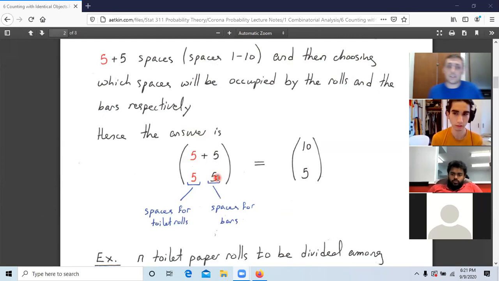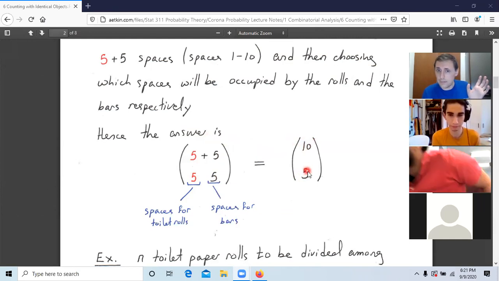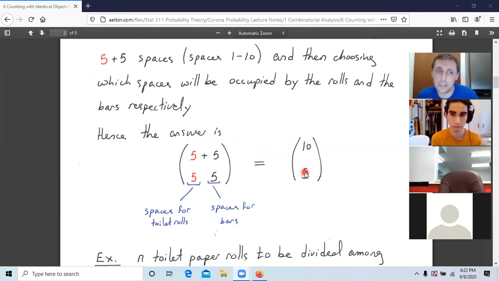Okay. Yes. So what I need is simply saying how many of the spaces go to the bars. So I have 10 choose 5. I can put it in black, or if I put 10 choose 5 in red, that means I decide which spaces, to be precise, go to the toilet paper. Okay. Regardless, it's 10 choose 5. Make sense? Okay. I think I got it. Okay. Cool.